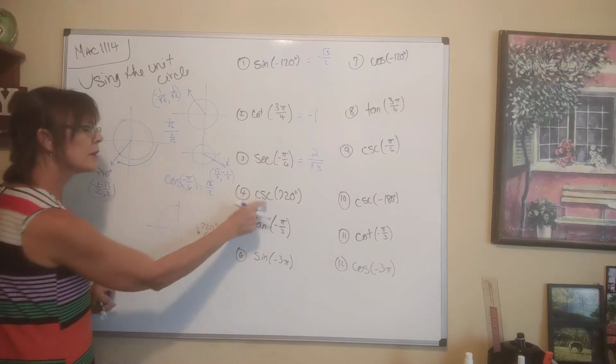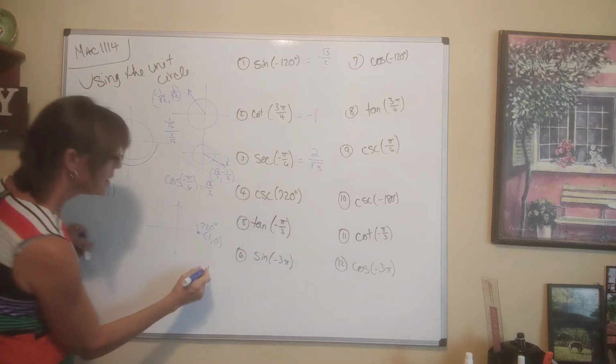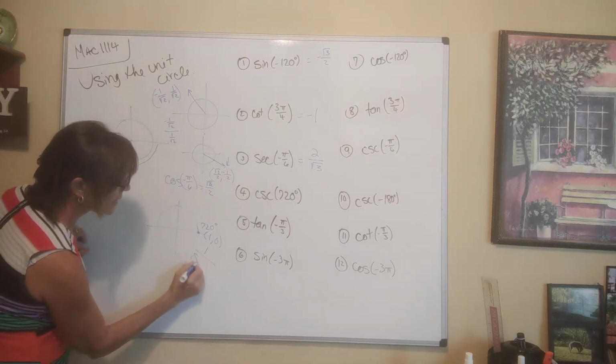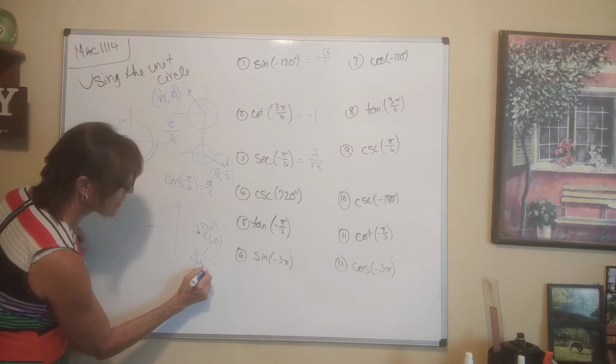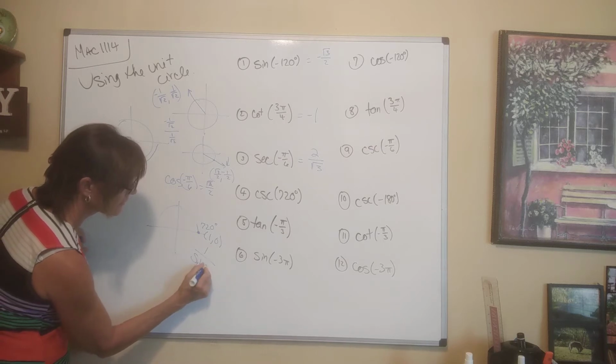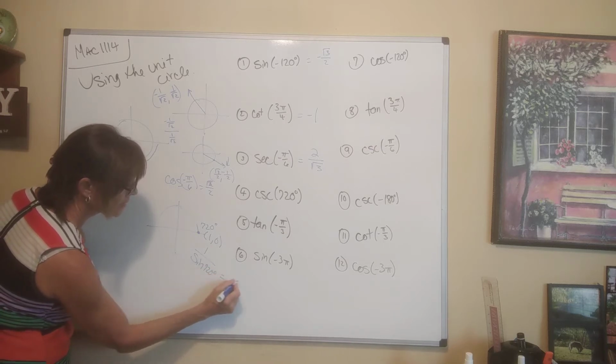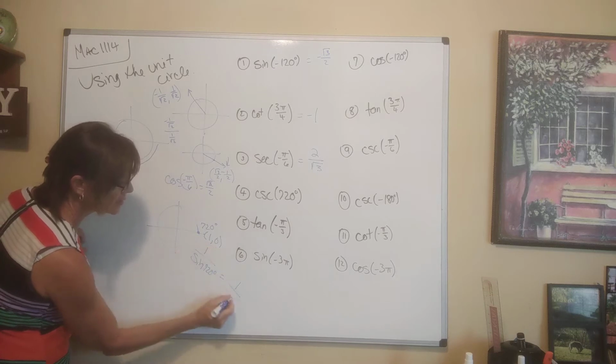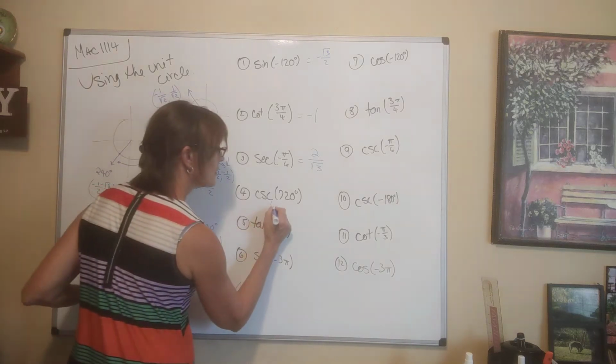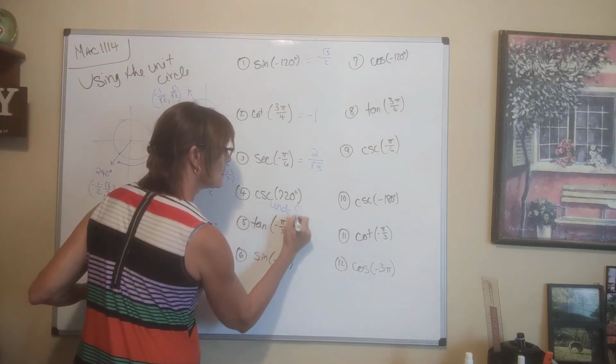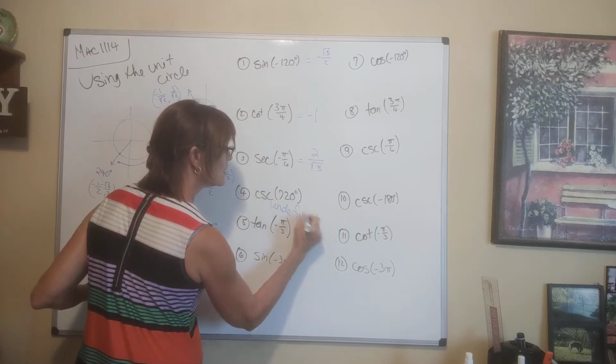Okay, they want to know the cosecant, which is 1 over the sine, right? 1 over the sine of 720 degrees. Well, that's equal to 1 over, oh, the sine is 0. This is undefined. That's what this one is.